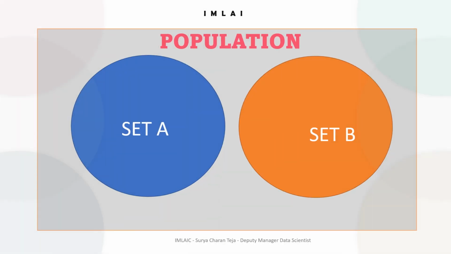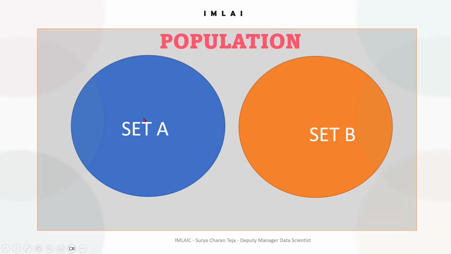Now, let's look into the population with respect to set theory and statistics. This is very important, because with respect to statistics as well as data science, I want to explain it one more time in detail. Let's try to understand this with a real world example of population with two sets, set A and set B. Let's take set A as Italian and set B as Mexican cuisine.